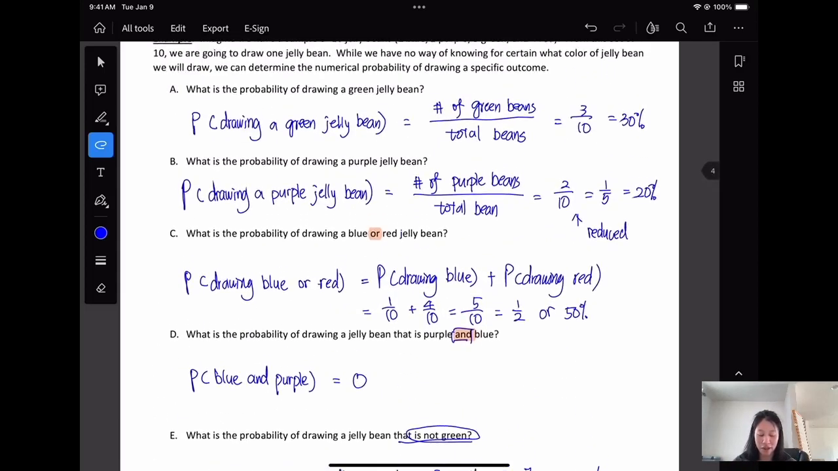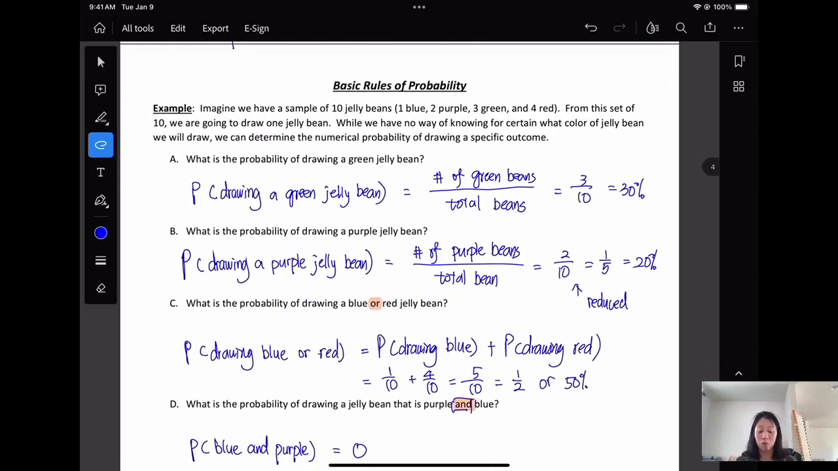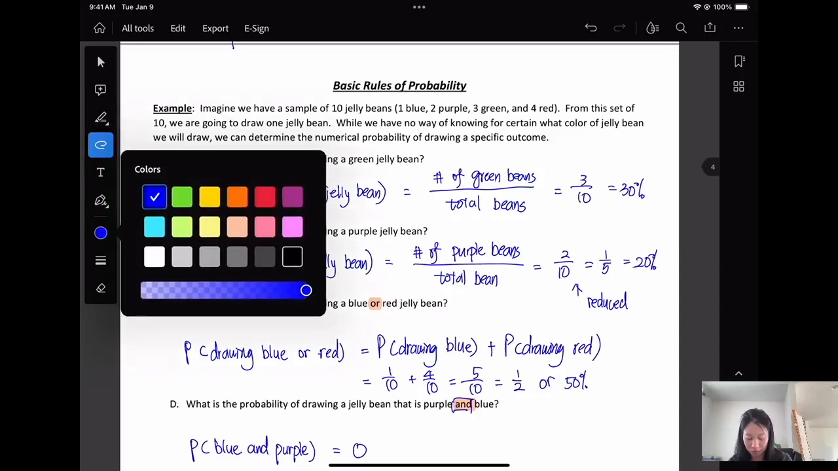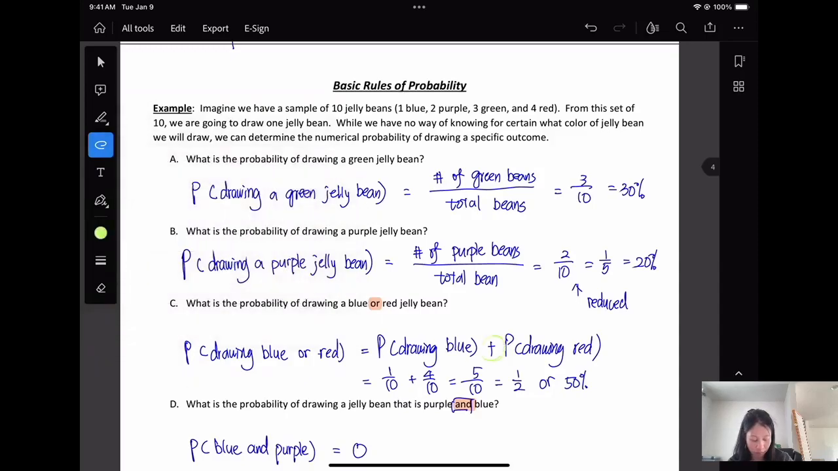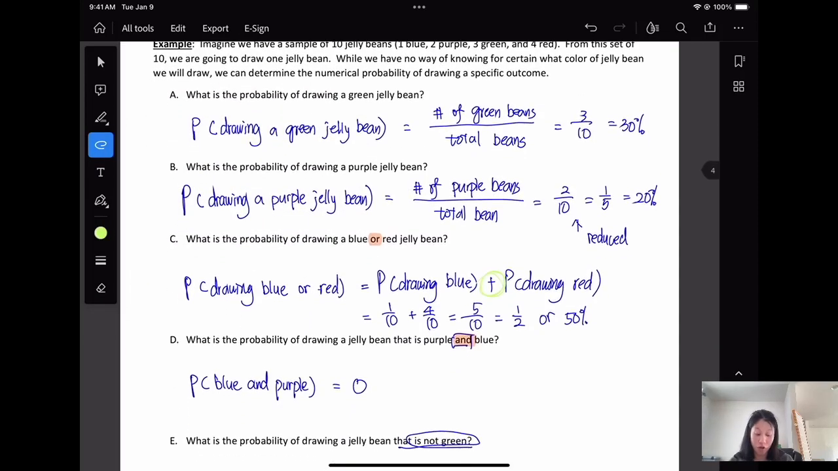Okay, here are some basic rules of probability. When it comes to or, we use addition. If you want disjoint events to happen at the same time, the probability is going to be 0.